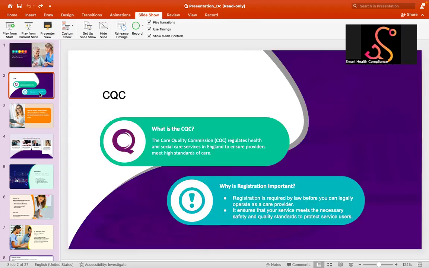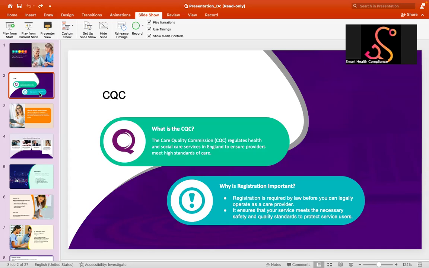So the CQC set out the regulations for Social Care Services in England, and they ensure that you as providers meet high standards of care. So registration is really important for you. You're not allowed to carry out any services until you are registered. So that's something to consider. And you need to ensure that you're meeting the highest safety and quality standards. It also builds trust with your clients and it protects the service users by holding the provider accountable for their care. So it's a really important aspect.